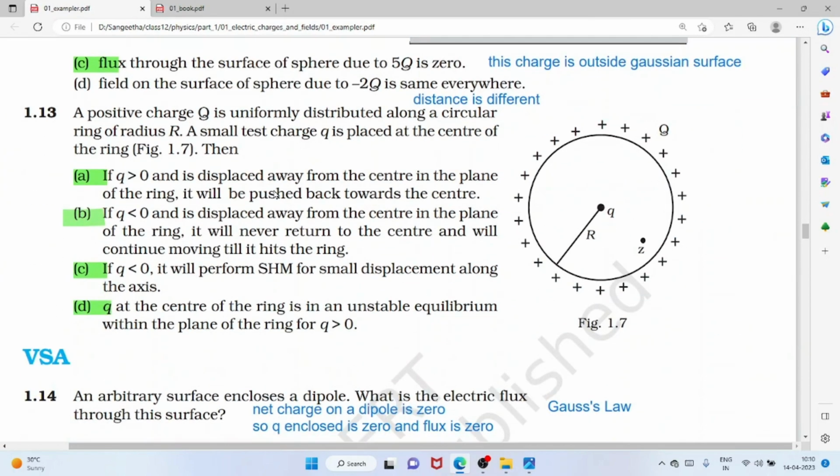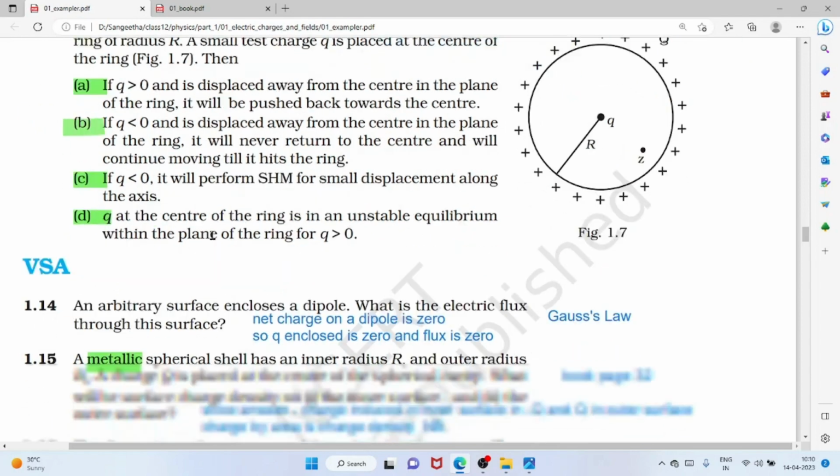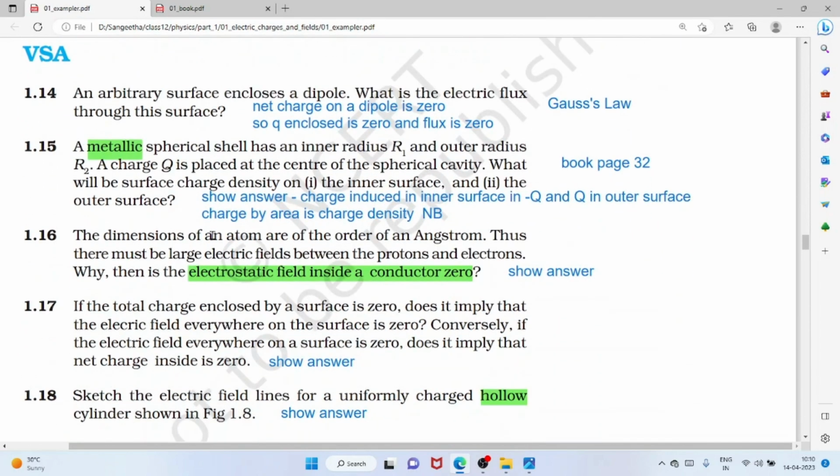A positive charge q is uniformly distributed along the circular ring of radius r. A small charge q is at the center of the ring. Then these are the q 0. Okay, you can go through it or understand it. An arbitrary surface encloses a dipole. What is the electric flux through that surface? The dipole net charge is 0, so q enclosed is 0 and flux is 0.